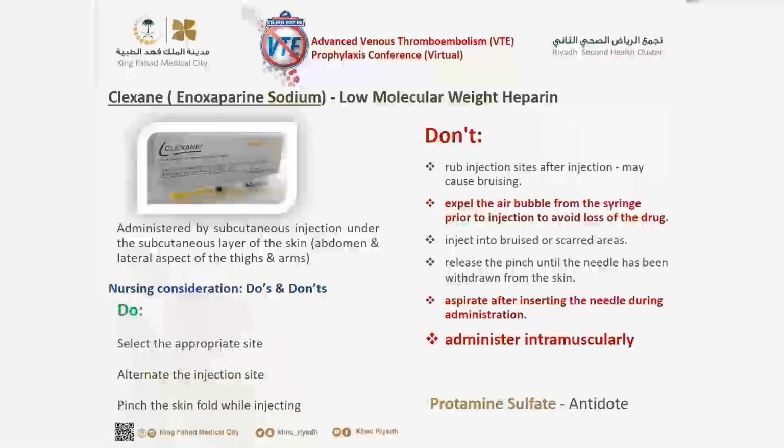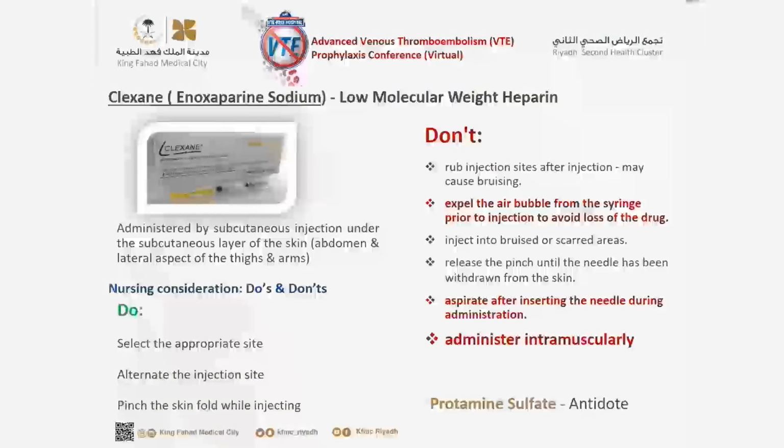We next talk about Lovenox, which is your enoxaparin sodium, and that's your low molecular weight heparin. This is administered by subcutaneous injection, under the layer of the skin. It is given in the abdomen, 2 inches away from the umbilicus, so it's around the umbilical area. It can be given on the lateral aspect of the thighs and the arms, but here you need to make absolutely certain that you do not put it into the muscle.